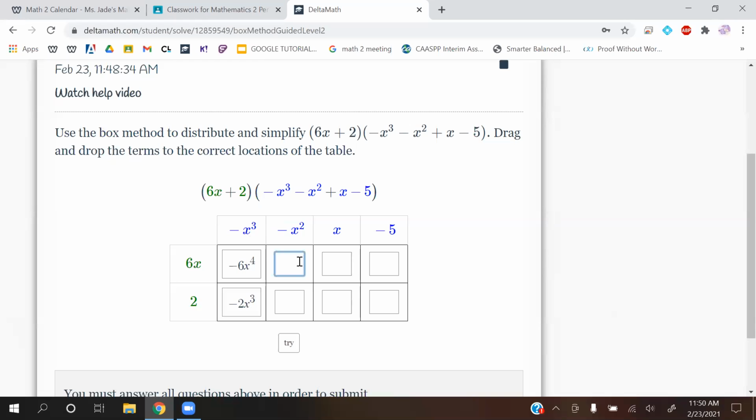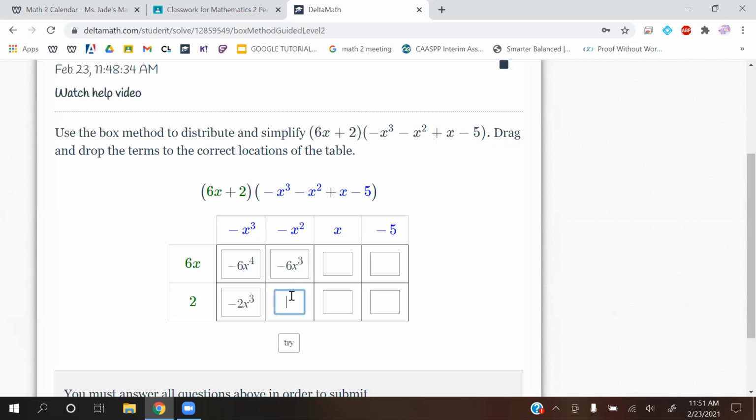Okay, let's go to this box. For this box, we have 6x multiplied by negative x squared. So I'm going to write that this is negative 6x cubed. So the negative 6 comes from the 6 and the negative. And then for the x's, we get x cubed because there's x squared here and there's x to the power of 1 here. So 1 plus 2 is 3.